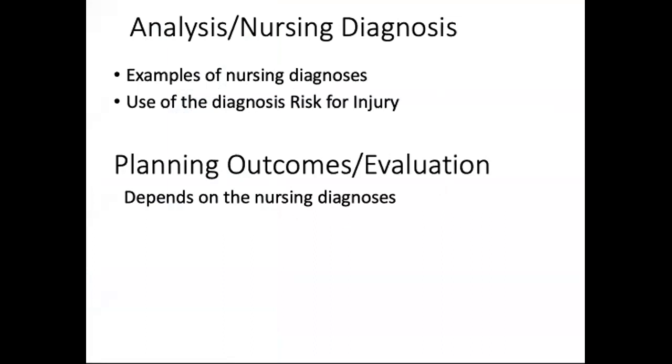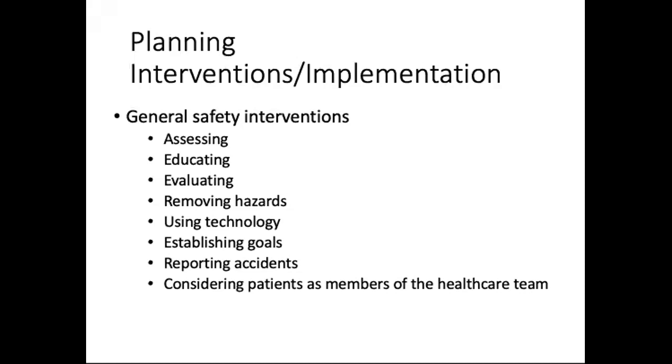So some concepts or diagnoses you can use: risk for injury, risk for falls, risk for hypothermia, aspiration, contamination, poisoning, suffocation, trauma, and so on and so forth. And of course, any planned outcome that you're looking for in planning interventions would be based off what you decided. Some interventions for a safe environment would be educating, evaluating, removing the hazards, using technology, establishing goals.